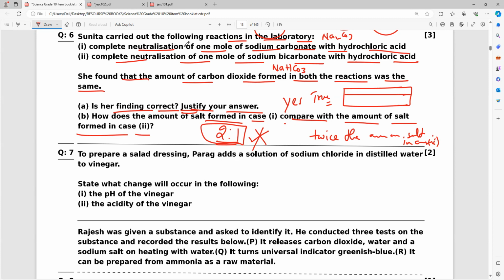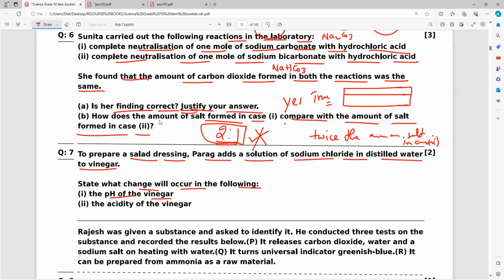Yes, please. Next. To prepare a salad dressing, Parag adds a solution of sodium chloride in distilled water to vinegar. State what change will occur in the following. The pH of the vinegar will be... What will happen? Everyone?